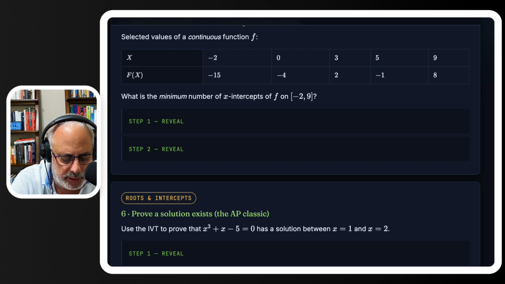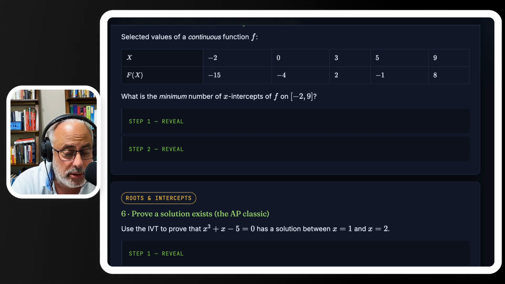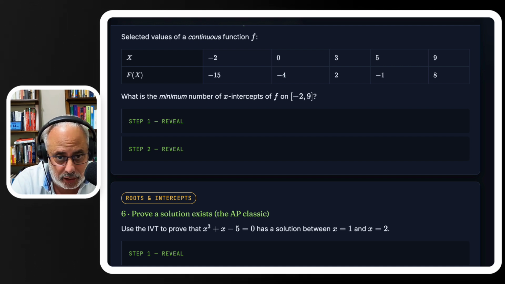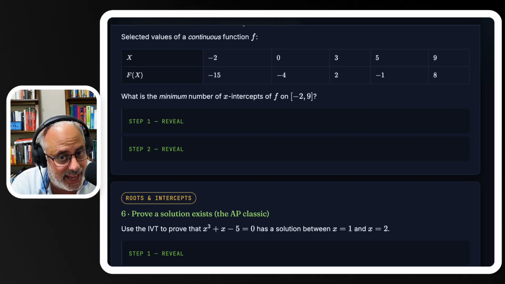Let's see it. I want to finish the video with two mathematical examples. I want you to take a look at that table. That table is a function f. You have the x values in a particular interval from -2 to 9. The function f values for each of those x values: -2, -15; 0, -4; 3, 2; 5, -1; 9, 8. And they ask the following question: what is the minimum number of x-intercepts of the function f in that closed interval -2 and 9? So what is the approach here?